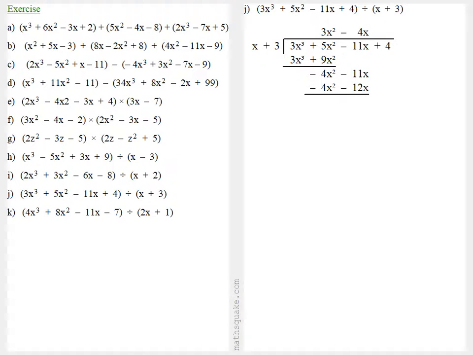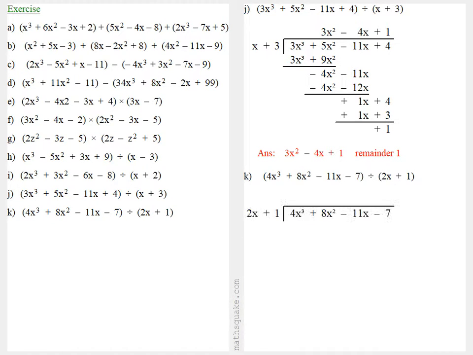We then subtract. Minus 11x take away minus 12x is minus 11x plus 12x, which is plus 1x. We bring down the last term, and we say x into 1x, which is plus 1. We multiply 1 times x plus 3, and that gives us 1x plus 3, and when we subtract, we get left with 1. So our answer is 3x squared minus 4x plus 1, remainder 1.